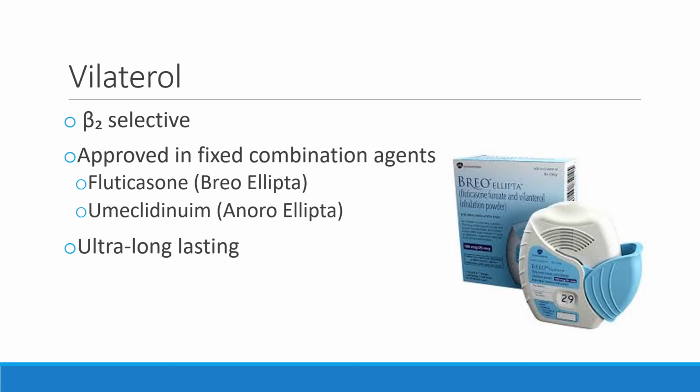Vilanterol, this one is also beta-2 selective. It is approved in different combination formulations. So Breo Ellipta, Anoro Ellipta, right? Those two. This one's considered ultra long acting. It's great for COPD and asthma treatments, and it's usually combined with fluticasone, so like an inhaled corticosteroid of some sort. So these are great ones to help do that long-lasting maintenance control.